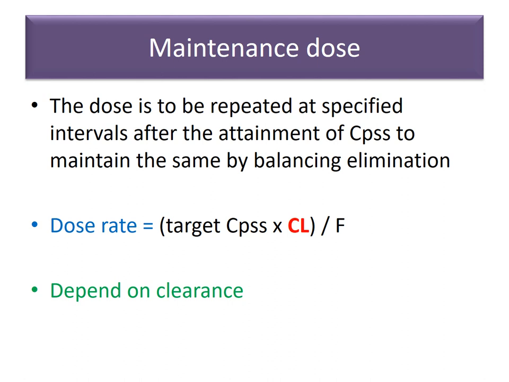Volume of distribution means the volume needed. So if we need a large volume, we have to give a large amount of drug. And the maintenance dose depends upon the clearance. If the drug has a prolonged clearance time, then we have to give only a small amount. If the drug is cleared very fast, we have to give a large amount in successive doses, or we have to increase the interval of repetition. So the loading dose depends upon the volume of distribution, and the maintenance dose depends upon the clearance.